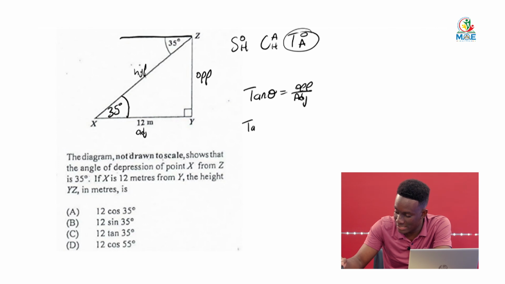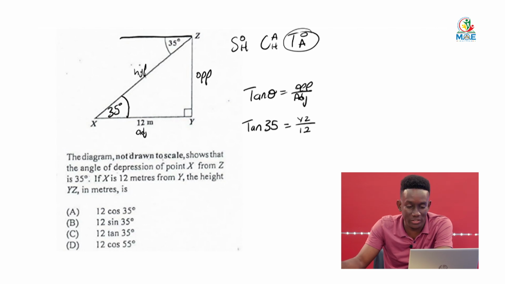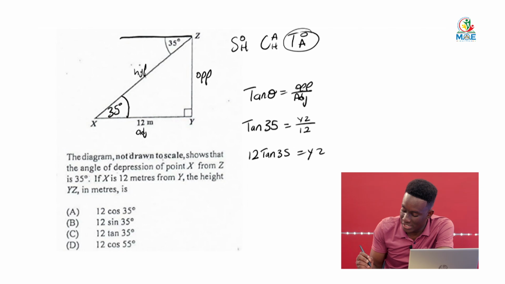So you can say tan theta, in this case 35, is equal to the opposite, which is YZ, over the adjacent, which is 12. So to solve for YZ, we just take over this 12. The 12 is divided, we take the whole multiplies. We'll have 12 multiplied by tan 35 is equal to YZ. So this answer here is 12 tan 35, which is C.